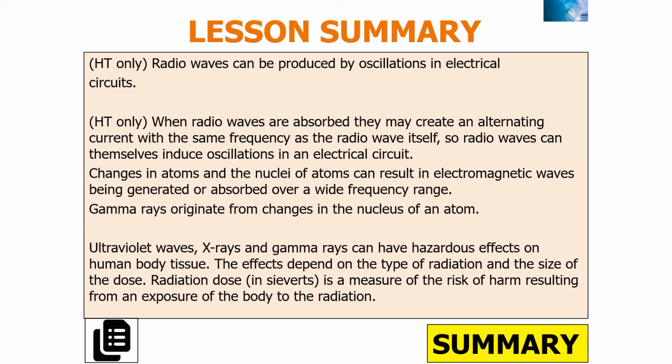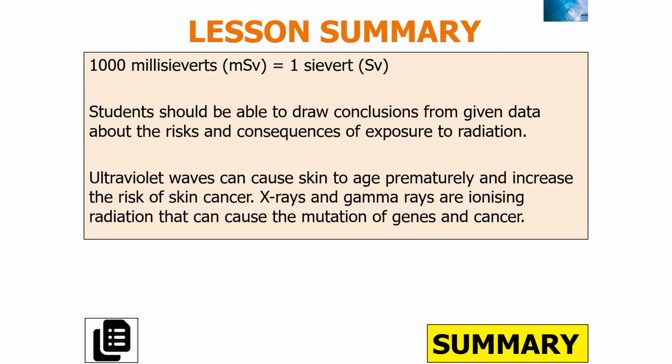Now, ultraviolet waves, X-rays and gamma rays can have hazardous effects on human body tissue, and the effects are dependent on the type of radiation and the size of dose. The radiation dose in sieverts is a measure of the risk of the harm resulting from an exposure of the body to the radiation. Now, 1000 millisieverts is equal to 1 sievert, and you should be able to draw conclusions from given data about the risks and consequences of exposure to radiation.